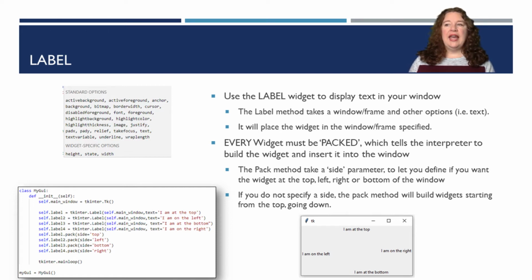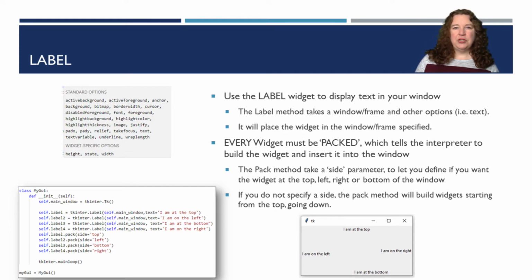You can add them to a frame when we get into frames. So we're going to tell it, where do we want to put this? What collection, what object are we going to put this into? In this case, we're just going to be putting it in the main window. And I'm going to say I am at the top. Now, I've created 4 labels here. You'll notice each of the 4 of them has a different label name: label 1, label 2, 3, and 4.